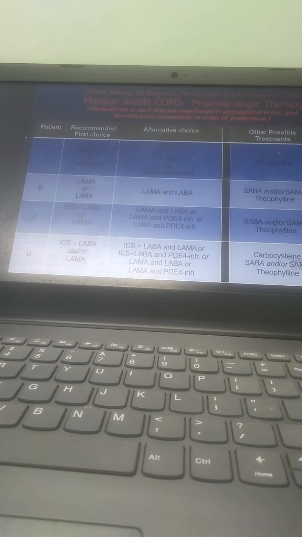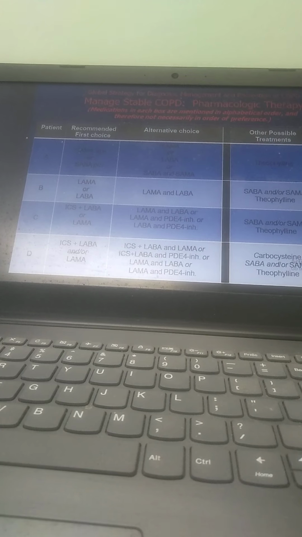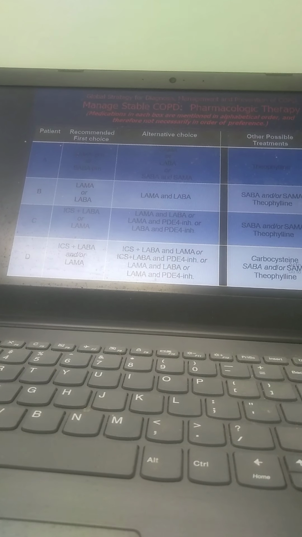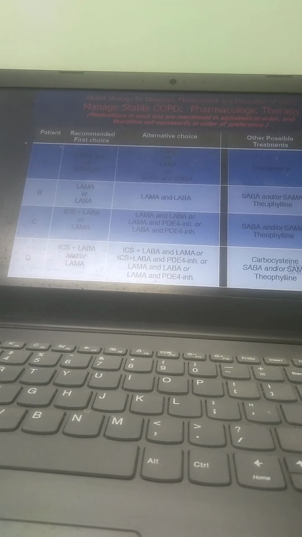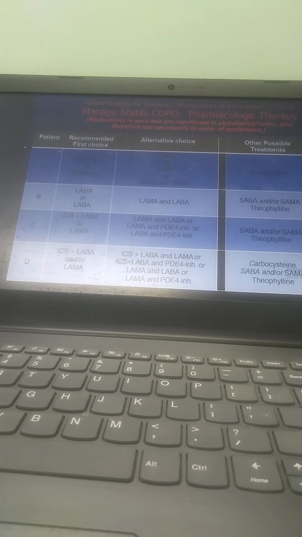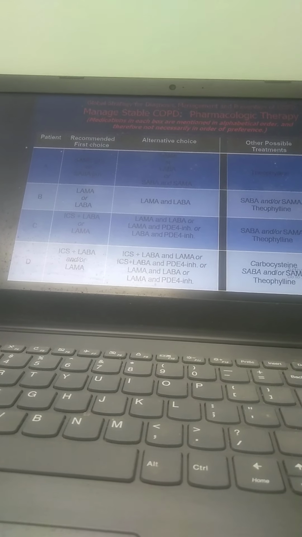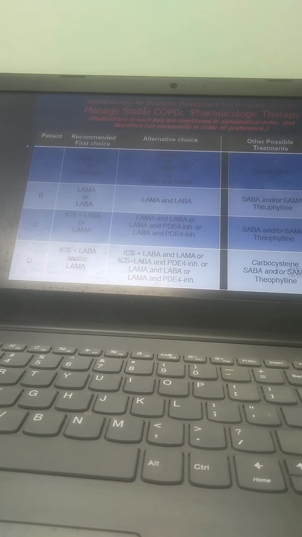Now this is the patient recommended dose. This is the global strategy for diagnosis, management of prevention of COPD, management stable COPD, pharmacological therapy. Now we have patient A, B, C, D. Recommended first choice, we have to give the SAMA or SABA. Alternate is LAMA or LABA, or SABA and SAMA. And other possible treatments are therapy, theophylline.